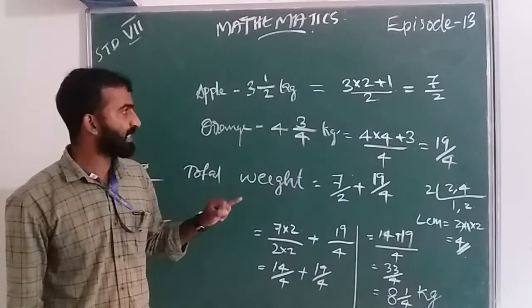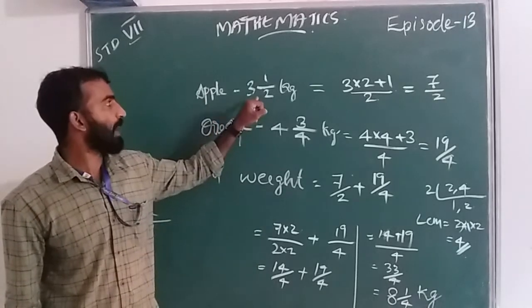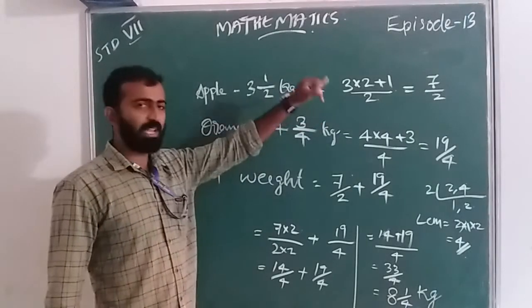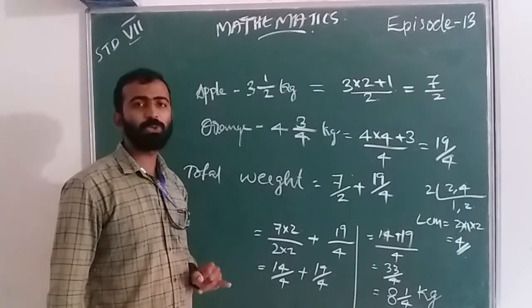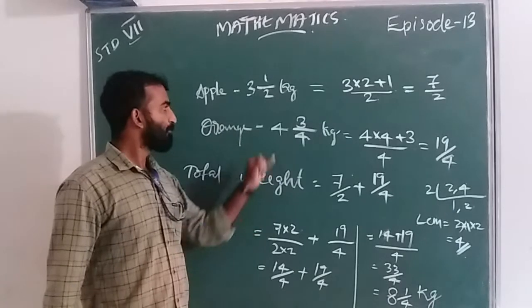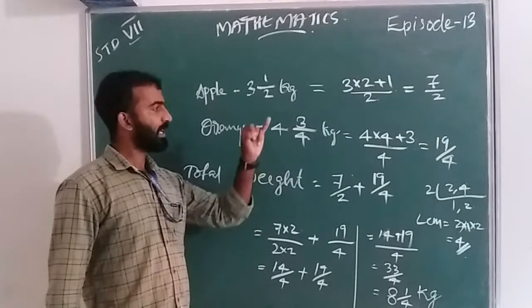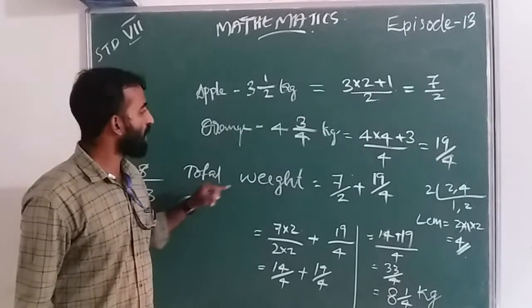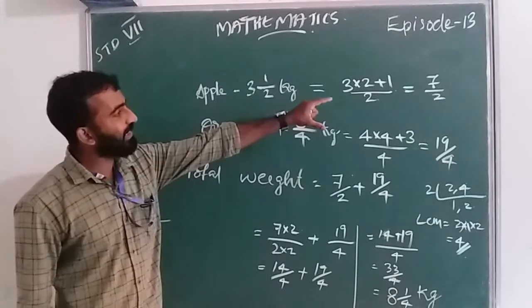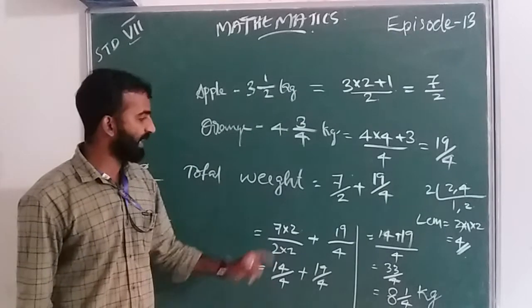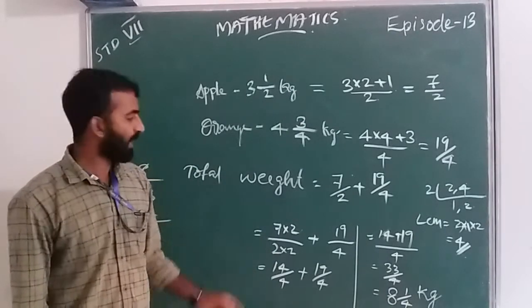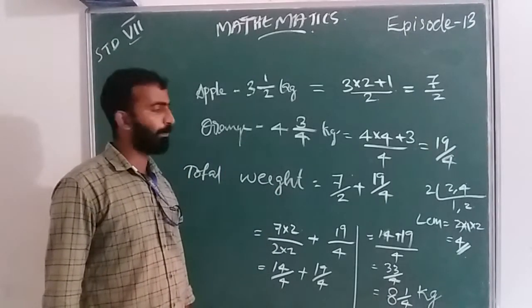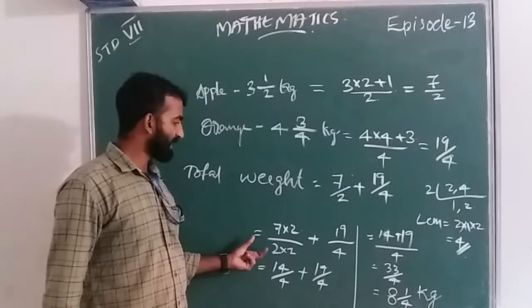Okay, good. First we take the apple. Apple's weight is 3 and 1 by 2 kilos, that means 7 by 2 kilos. And orange is 4 and 3 by 4, that means 19 by 4 kilos. We add these two, then we get the total weight. The total weight of the fruits Samira purchased equals 7 by 2 plus 19 by 4.